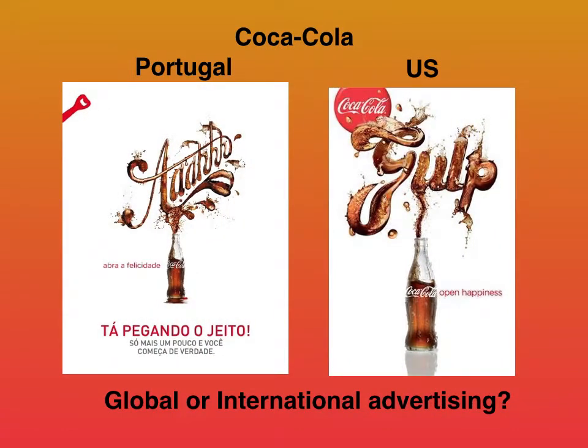So here's one for Coca-Cola. Do you think this is global or international advertising? One was ran in Portugal and one was ran in the US, and the translation here is open happiness. This is considered global because they have the same strategy. Remember, the creative strategy is what you want the target to take away from the ad. The strategy is Coke makes you happy, and they're saying the same thing in each ad.